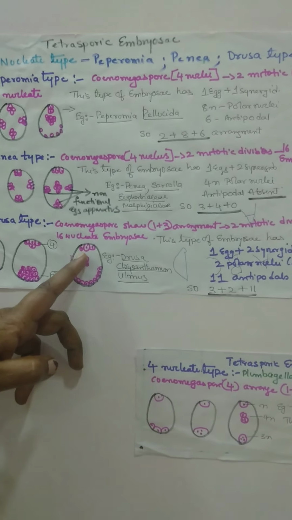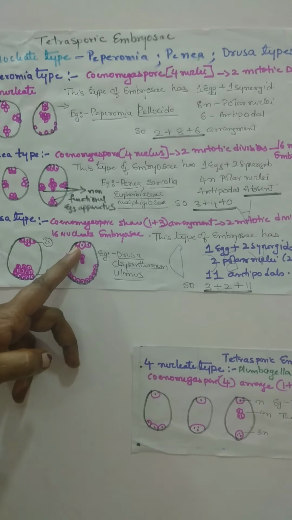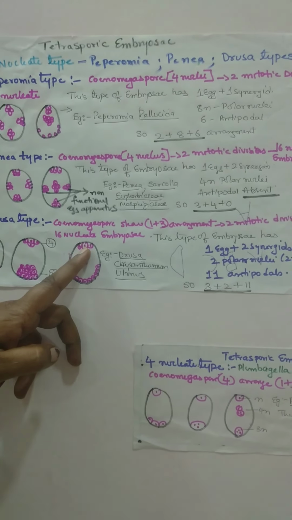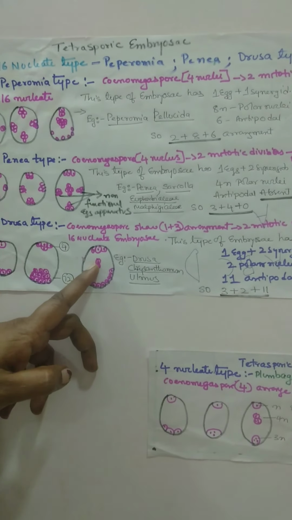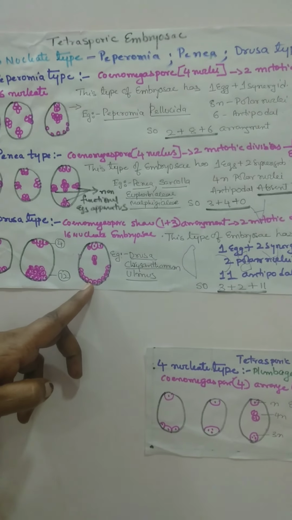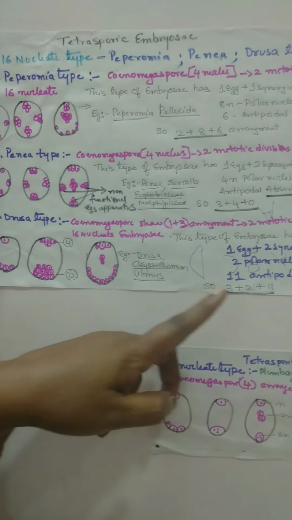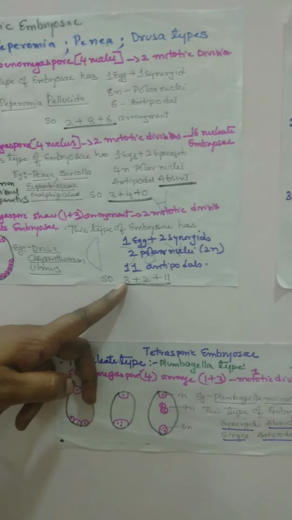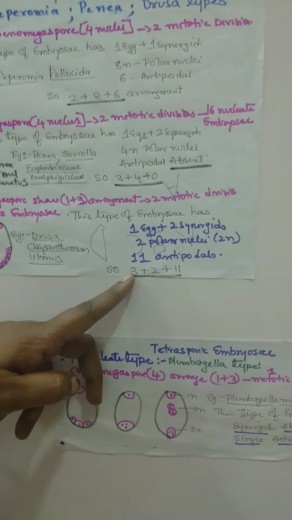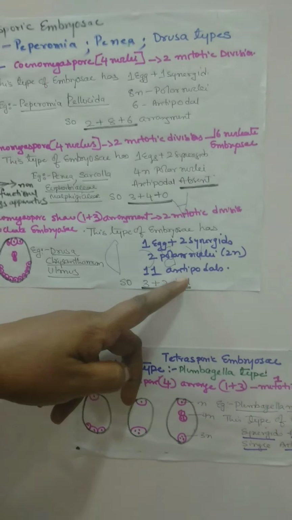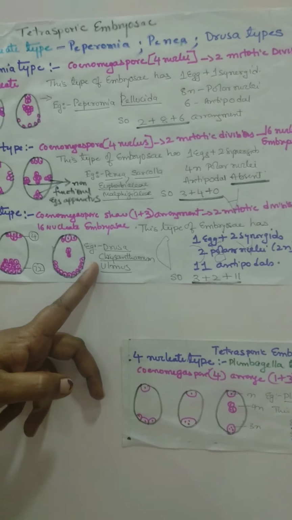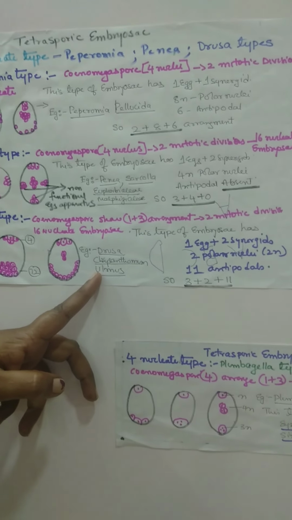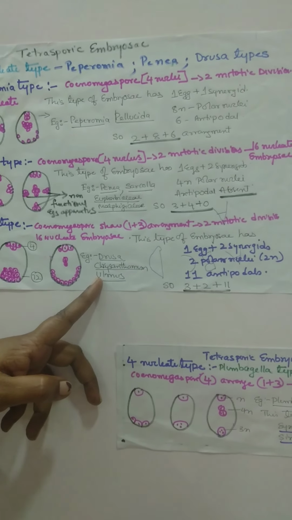So we find that in the Drusa type of embryo sac there is 1 egg apparatus, that is 1 egg cell with 2 synergids on either side, 2 polar nuclei, and 11 antipodals are seen. So finally the arrangement of a mature embryo sac of Drusa nature is 3 plus 2 plus 11. We find such kind of embryo sac in Drusa, Chrysanthemum and Ulmus. Okay, so this is all about the 16 nucleate type.